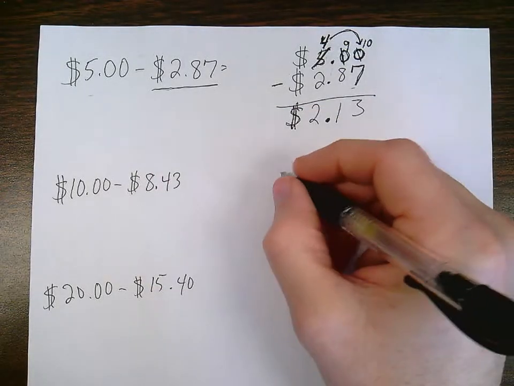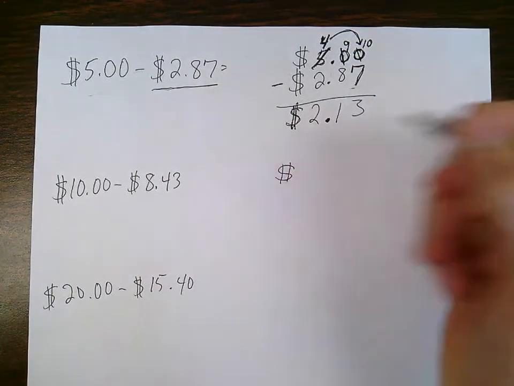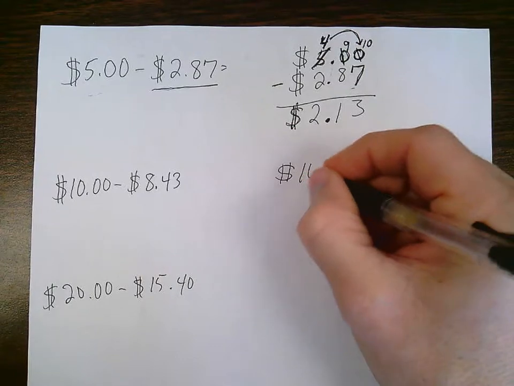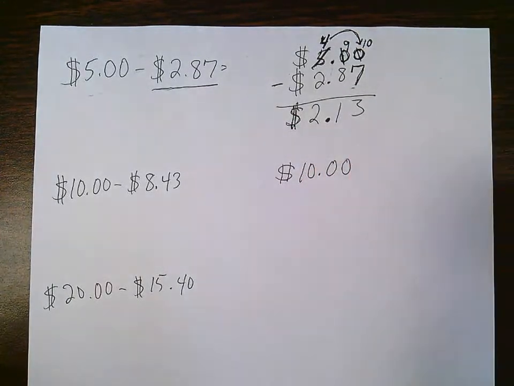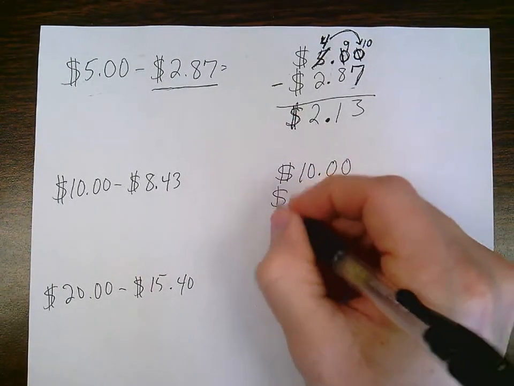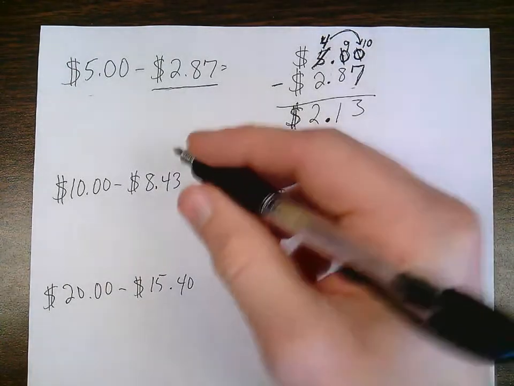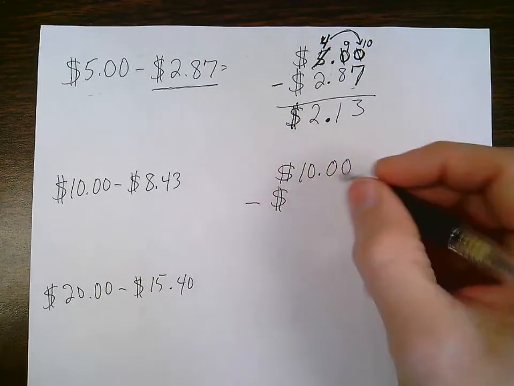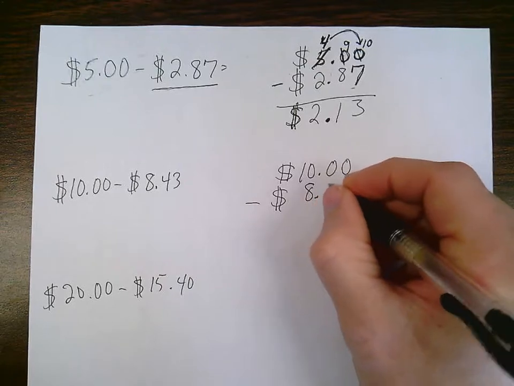First thing I want to do is put it vertically up and down. The larger number has to go on top. If I don't put the larger number on top, I can't do the subtraction. So $10 minus $8.43.